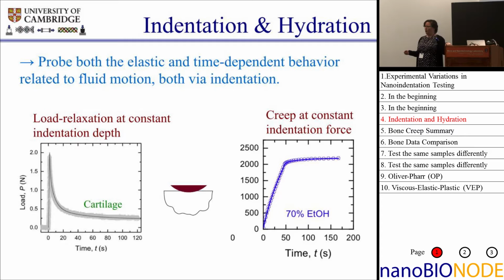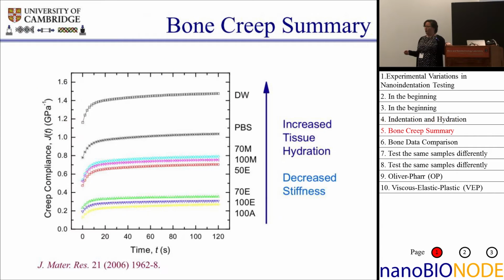Similarly, if you look on the right, there's some data for creep in bone. So that left scale is displacement, and you're looking there at loading up in some 20 seconds or so and then sitting at a constant indentation force, and you get creep. And again, this is due to fluid flow in the bone, can also be due to viscoelasticity in the solid matrix. So we did a whole series of studies. In fact, Ginger was one of the co-authors on these studies, where we looked at the effect of tissue hydration on the stiffness by making nanoindentation creep tests with spherical indenters.